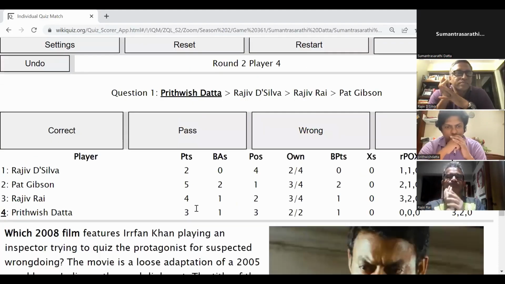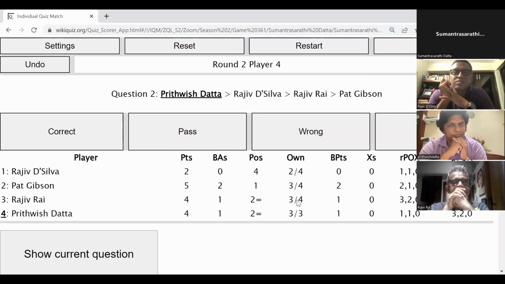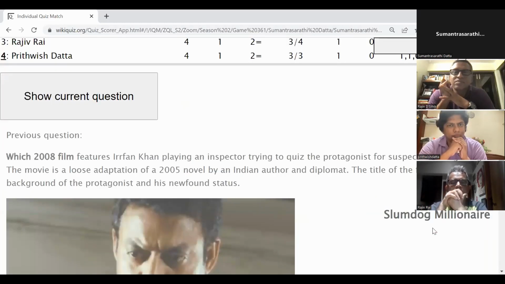Prithwish, your directs now. Which 2008 film features Irrfan Khan playing an inspector trying to quiz the protagonist for suspected wrongdoing? The movie is a loose adaptation of a 2005 novel by an Indian author and diplomat. The title of the film refers to the background of the protagonist and his newfound status. Slumdog Millionaire. Correct. Directed by Danny Boyle.